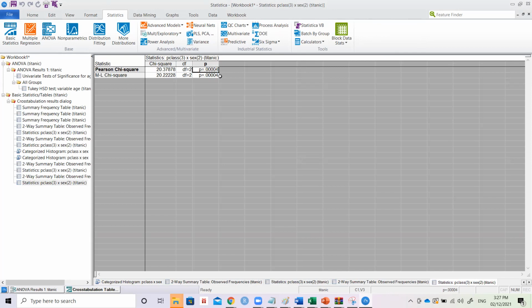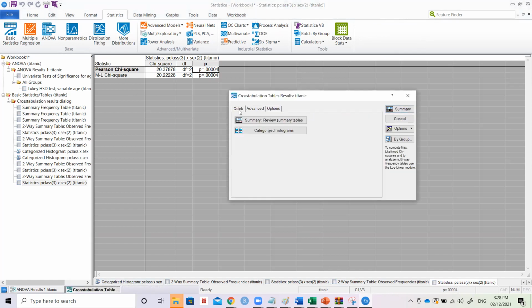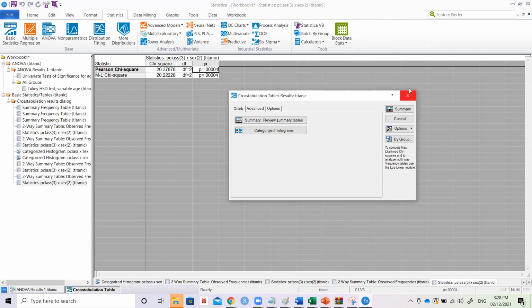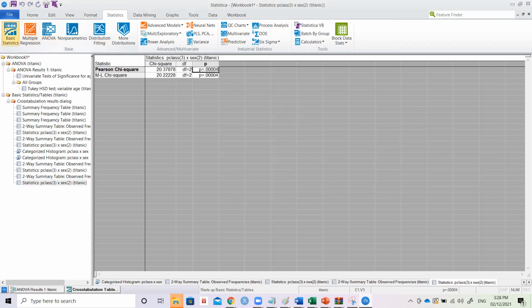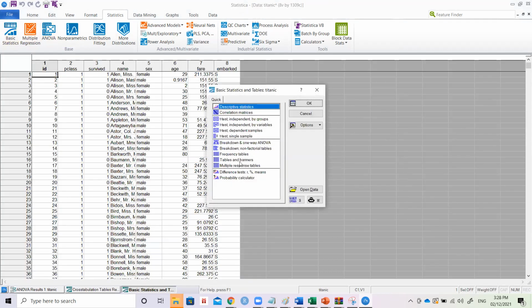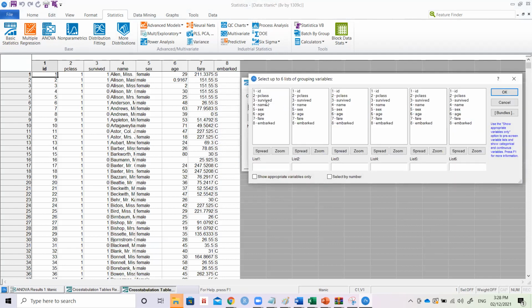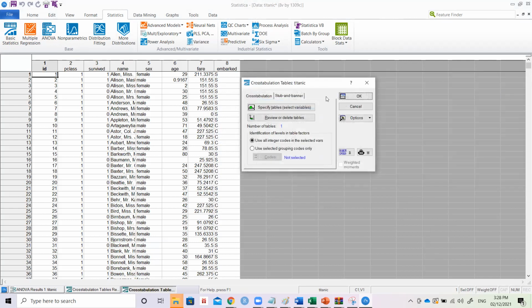Sandali nga, actually nagkamali ako ng variable. Dapat pala survival, no? Sorry. So, let me go back. Specify the tables, summary tables. Let's just close this. Gawa tayo ng bago. Start new. Tables and banners again. The variables are gonna be survived and sex pala. Sorry. So, okay. Let's look at the options.